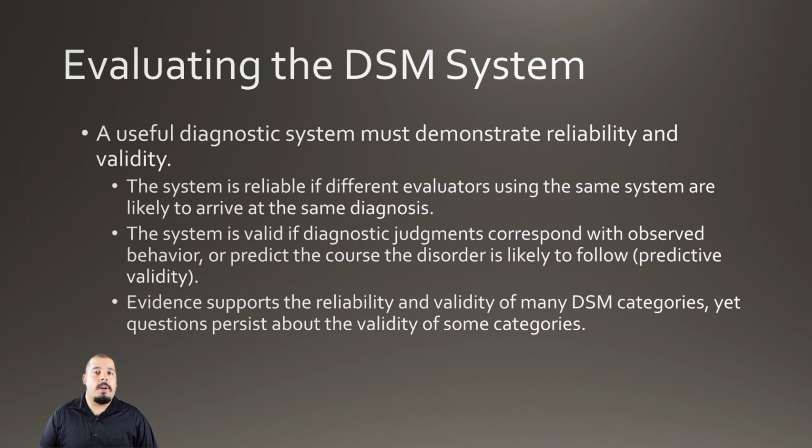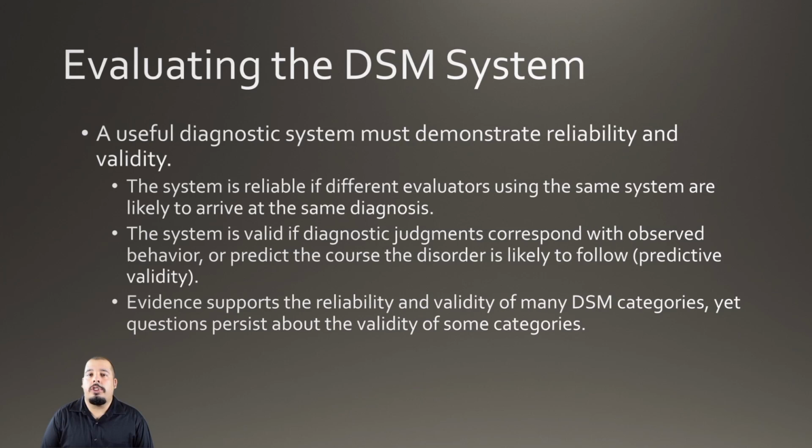Validity is measured by means of content validity, criterion validity, and construct validity, which we will discuss in more depth shortly. The DSM has to be reliable because if psychologists use the same system for diagnosing mental illnesses, they need to come to the same conclusions for the same person.